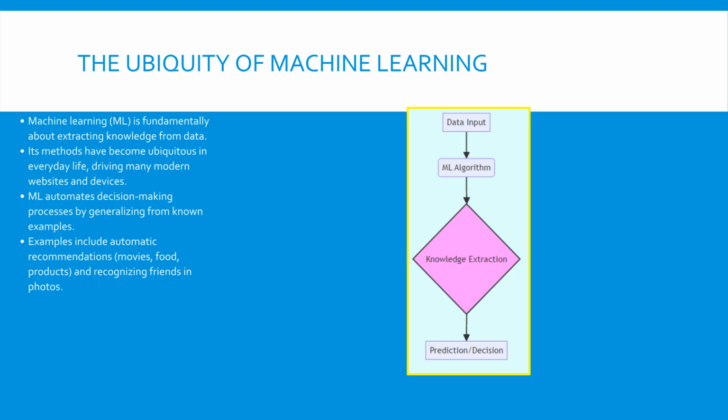This simple flow illustrates the core process of machine learning. We start with raw data input, which is processed by an ML algorithm. The algorithm works to perform knowledge extraction by identifying complex patterns. Finally, this learned knowledge allows the system to generate a prediction or make a decision on new, unseen data. This foundational capability enables the widespread use of ML applications in the real world.